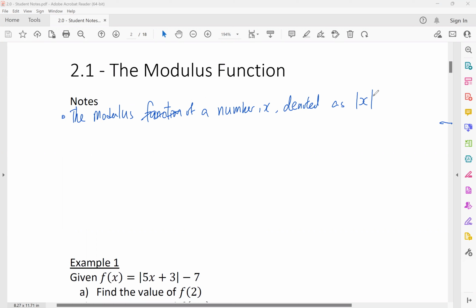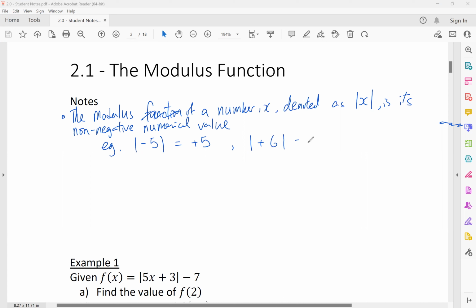in between. It is its non-negative numerical value. Small example: if we have the modulus of -5, it will turn into +5. Or if you have just the modulus of +6, it will just stay positive.